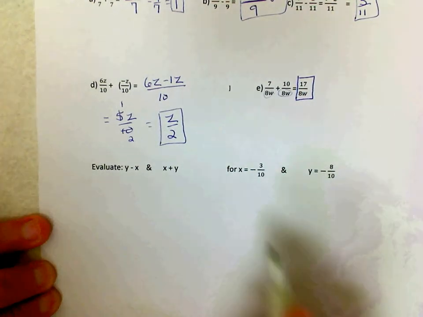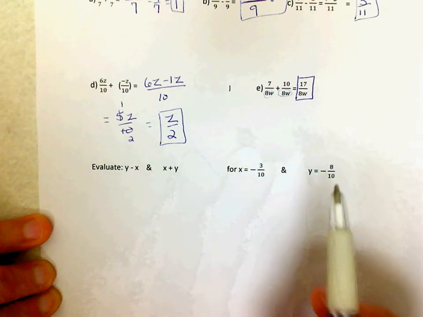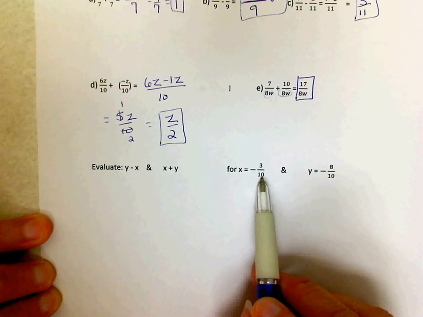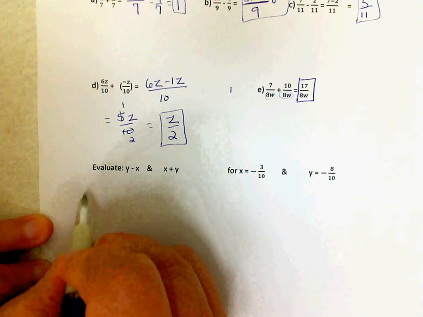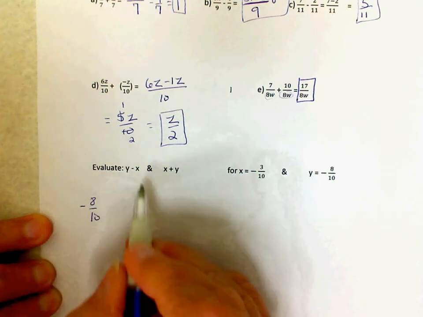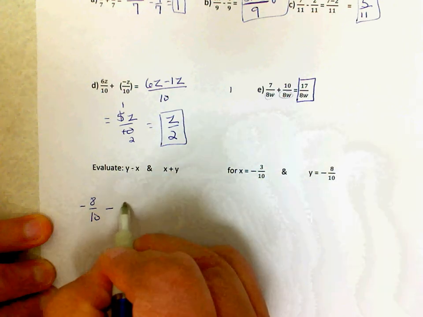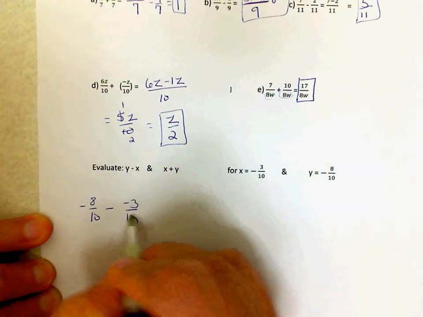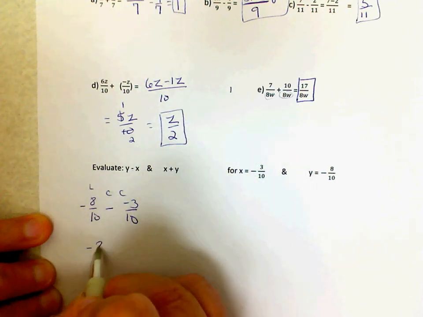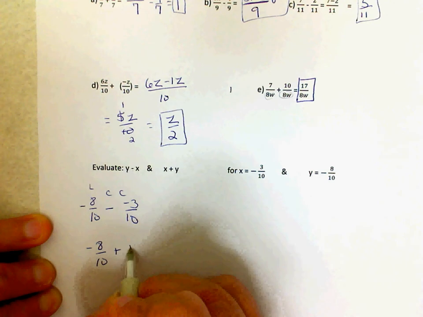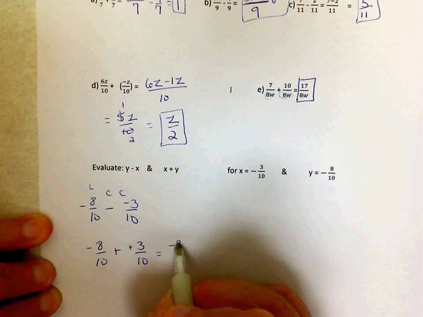Now evaluate y minus x and x plus y when x is -3/10 and y is -8/10. So y comes first, -8 over 10, and this says minus, and x is -3 over 10. Leave it, change it, change it. So -8 over 10 plus a +3 over 10. Alright, so it gives us -8 plus 3 over 10.